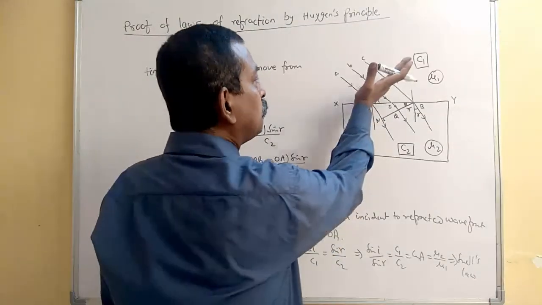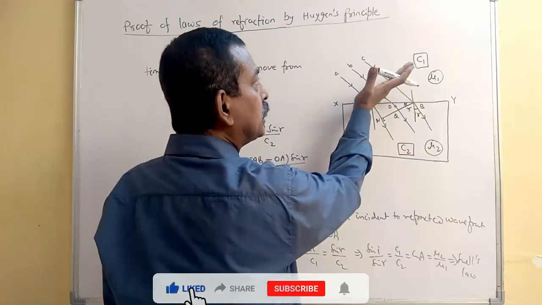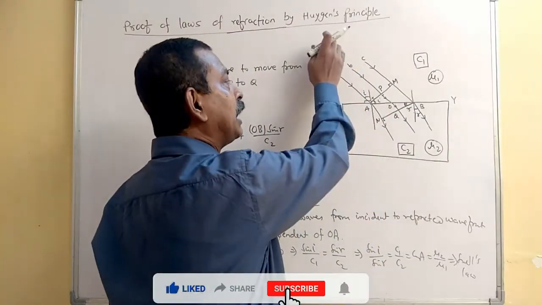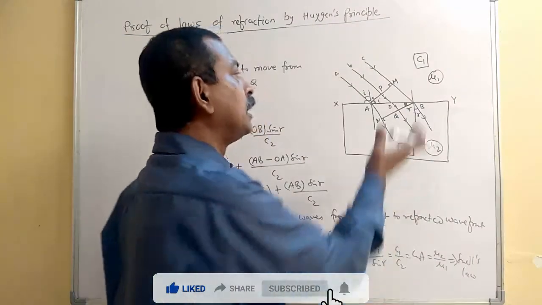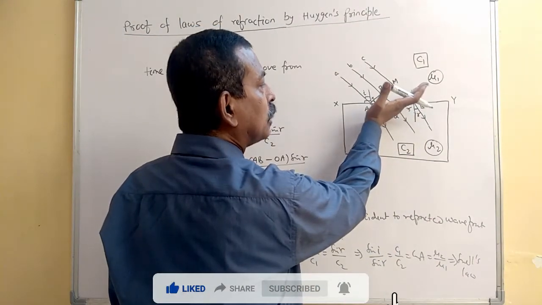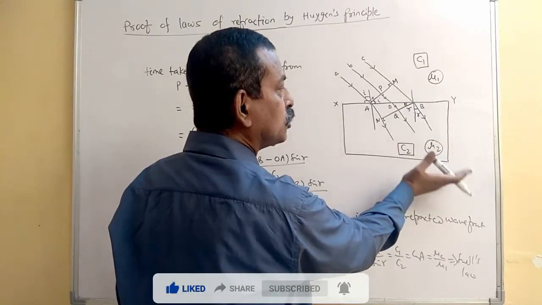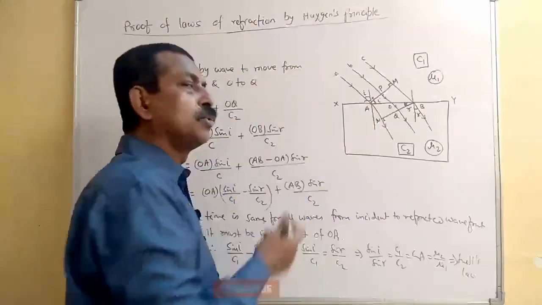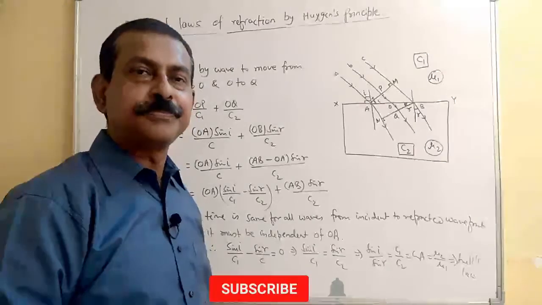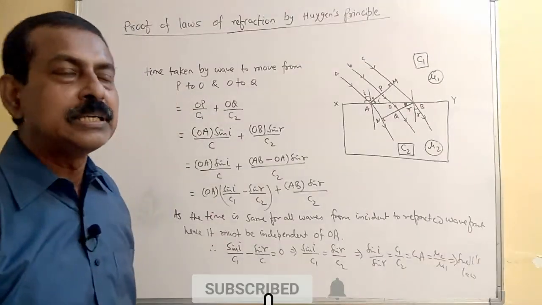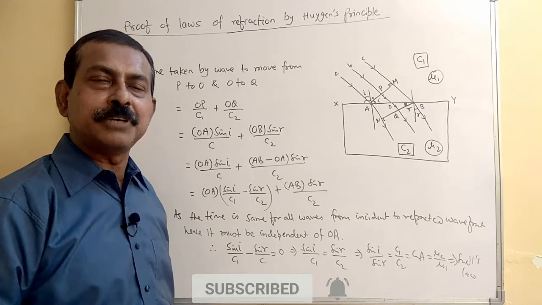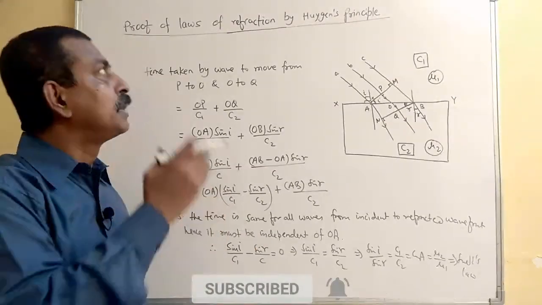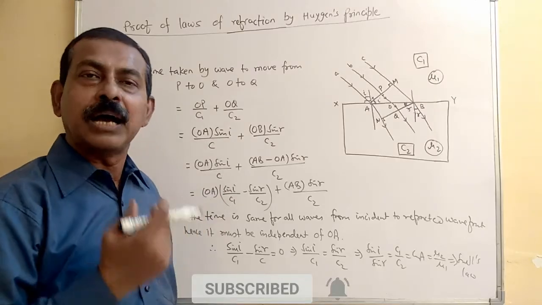So if the incident wavefront is perpendicular to the plane of the board, the incident rays will be lying on the plane of the board. If this is your refracted wavefront, obviously the refracted ray will also be lying in the same plane of the board. So the second law is also verified here. That way also you can say that the second law is verified. So this is how you can prove the laws of refraction by Huygens' principle.